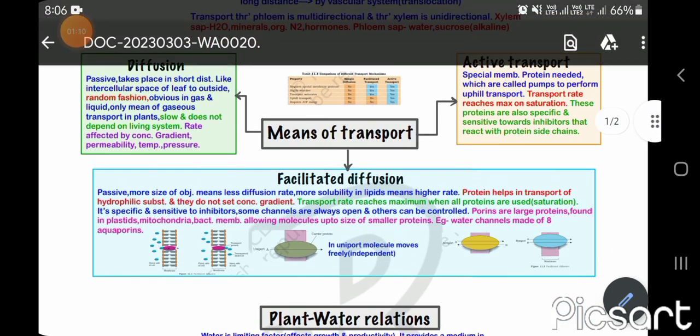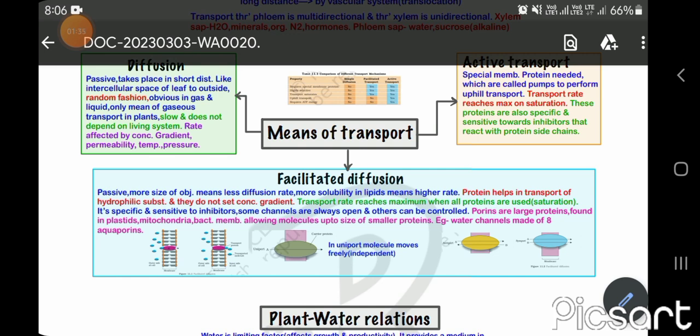Then facilitated diffusion, which is passive. The larger the size of the object, the lower the diffusion rate; more solubility in lipids means a higher rate. Proteins help in the transport of hydrophilic substances, and they do not move against the concentration gradient. The transport rate reaches a maximum when all proteins are used. It is specific and sensitive to inhibitors.